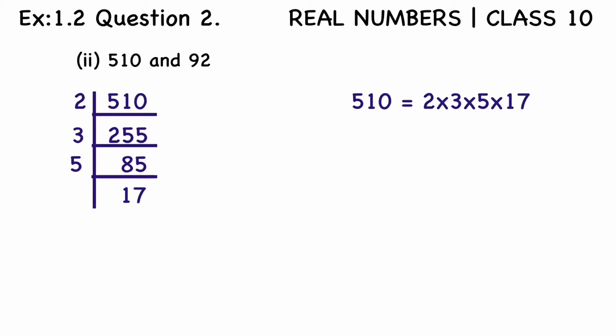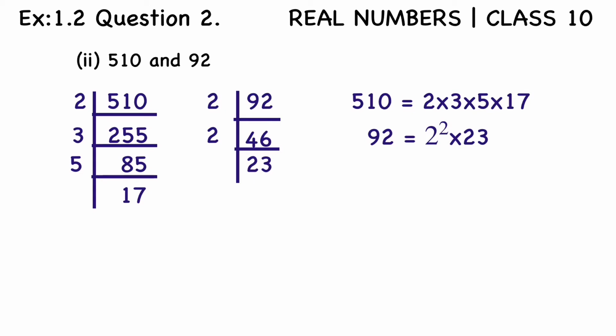Now go for 92. We know 92 by 2 is 46. 46 by 2 is 23. 23 is a prime number, so we stop here. We have 92 is equal to 2 square into 23.